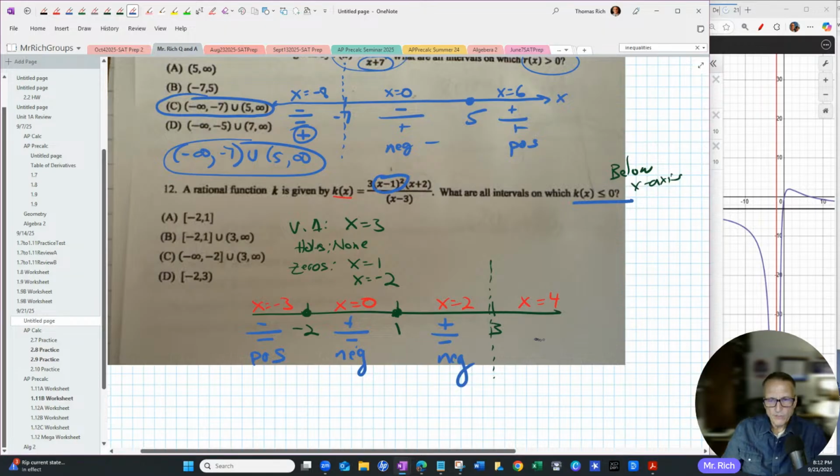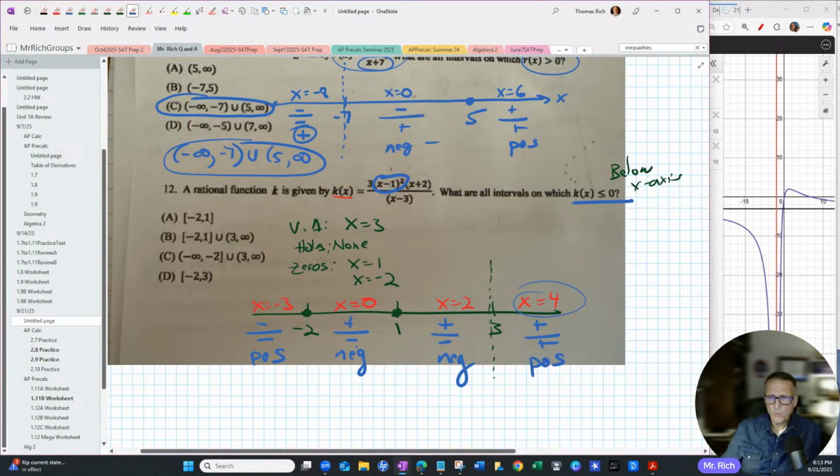And then we'll get to the other side of the vertical asymptote at 3, and then you plug x equals 4 for your test point. You get a positive on the top, a positive on the bottom, which means we are going to be above the x-axis.